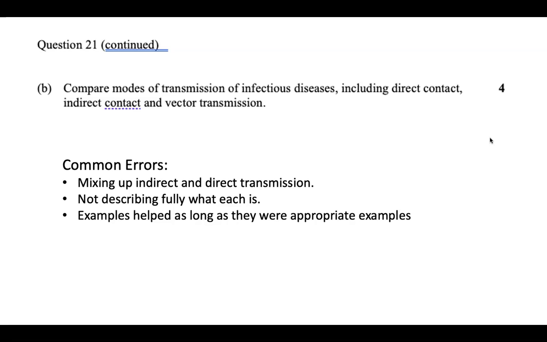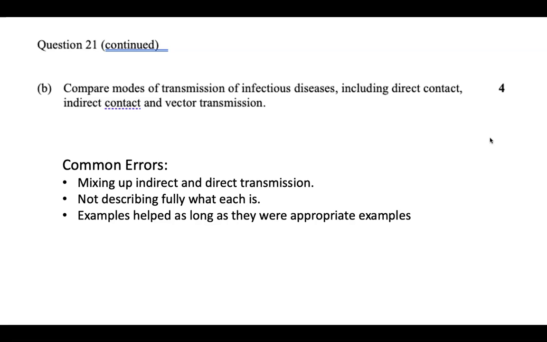A cough or a sneeze allows the pathogen to linger in the air, even though it might be in aerosol droplets, and then it requires another person to come through and either walk through or inhale those droplets. So it's not quite direct transmission. That is more an example of indirect transmission. And mixing up those two then meant that some students mixed up their examples that they used as well.